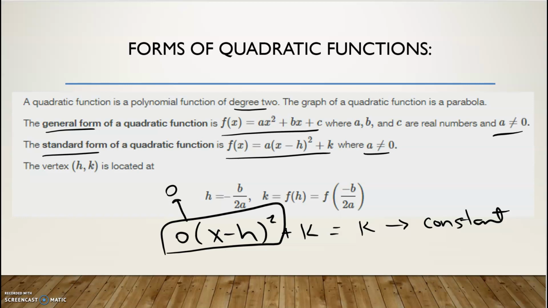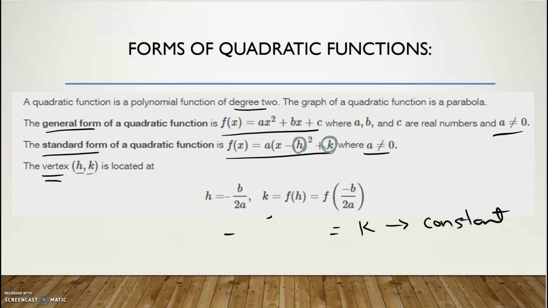Okay, now within your standard form, you are able to find the vertex, and that is defined as (h, k). Whatever this number is here, and whatever this number is here, that will be your vertex (h, k). Now, if you're in general form, what you'll need to use is these functions right here.